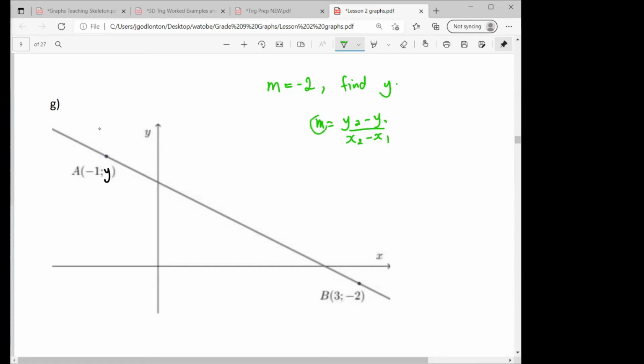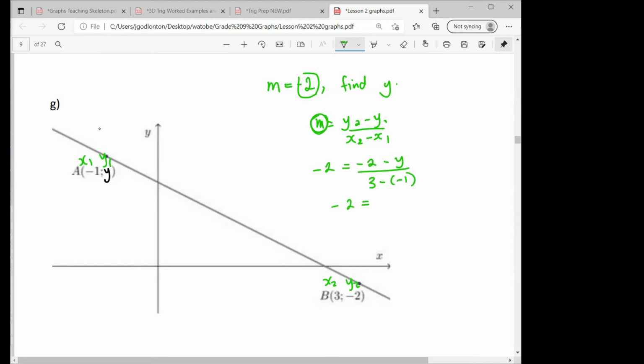We know that m is -2. So I would start by saying I know that that's -2. Now I'm going to say that this is x1, y1, and x2, y2. It doesn't matter how I write that, okay? Now I know that my y2 is -2, and I don't know what my y1 is because it's y. My x2 is 3, and my x1 is -1. Don't forget that bracket.